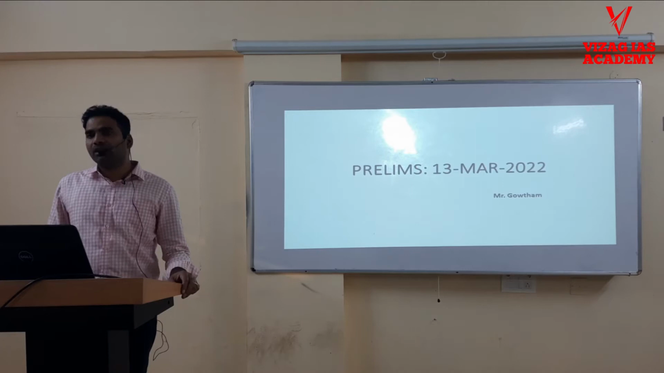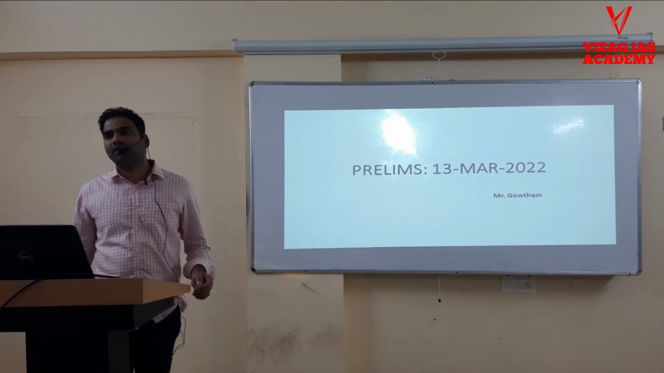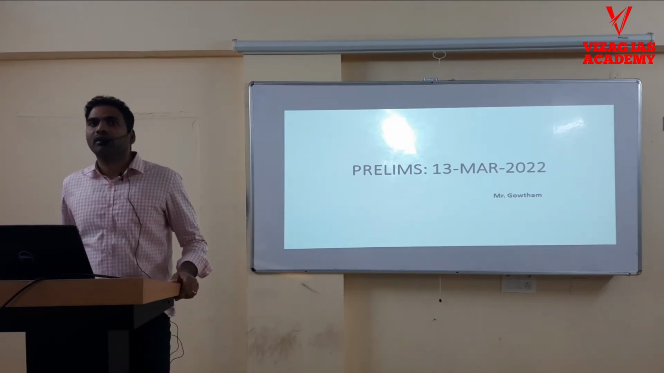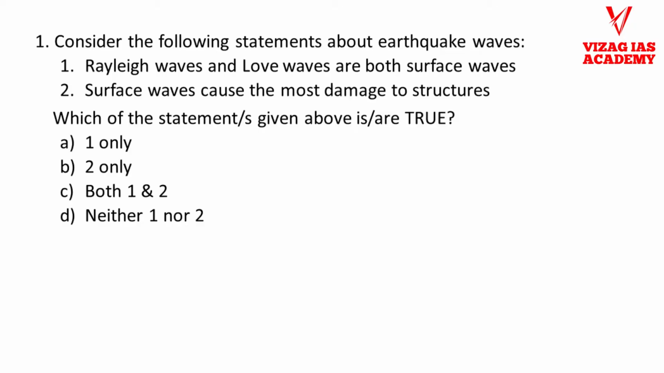First question. Every question we'll try to eliminate and see if we can get the answer. Consider the following statements about earthquake waves. Rayleigh waves and Love waves are both surface waves. Surface waves cause the most damage to structures. Can you eliminate in some way? This is very factual actually.